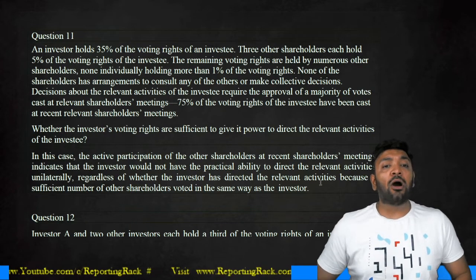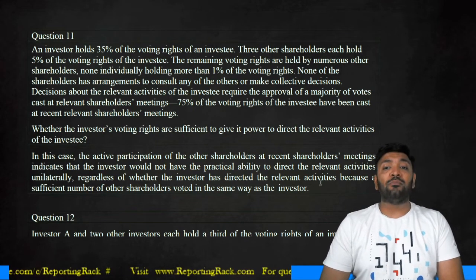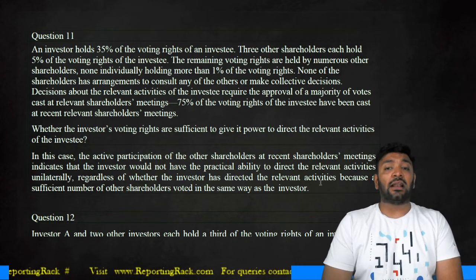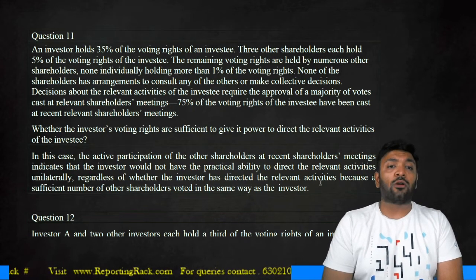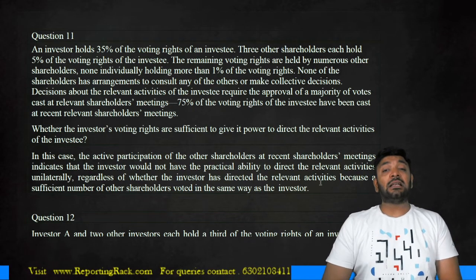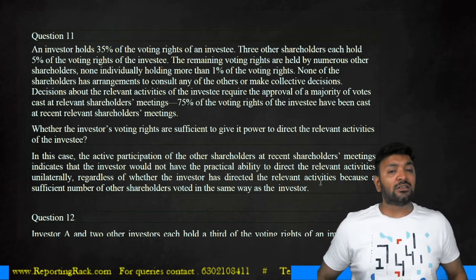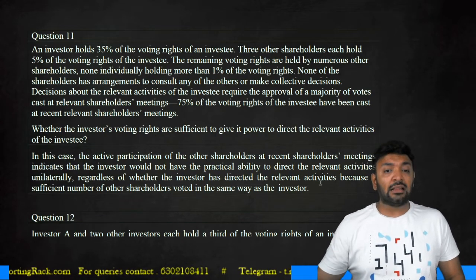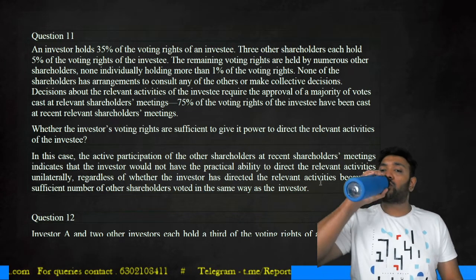The decisions about the relevant activities of the investee require the approval of a majority of the votes. That is, 75% of the rights of the investee were cast at the recent relevant shareholder meeting. Okay, 75% is generally being cast. 35% is only held by the investor, guys, which is less than 50%. Whether the investor's voting rights are sufficient to have power to direct the activities.